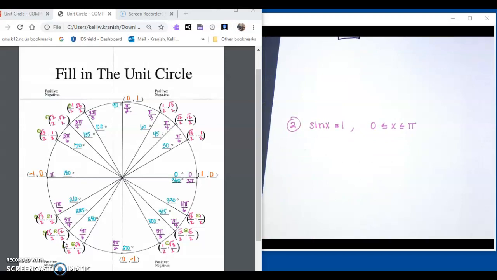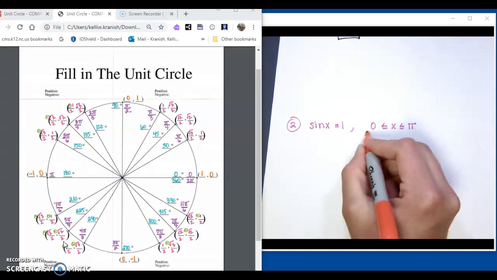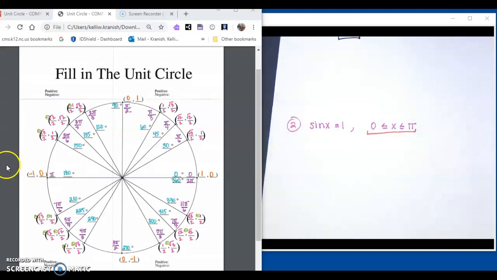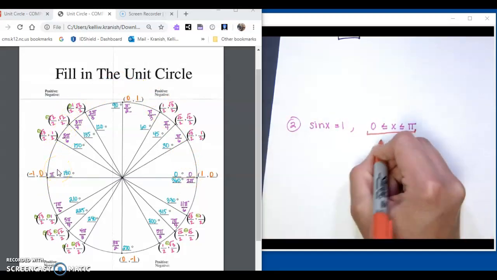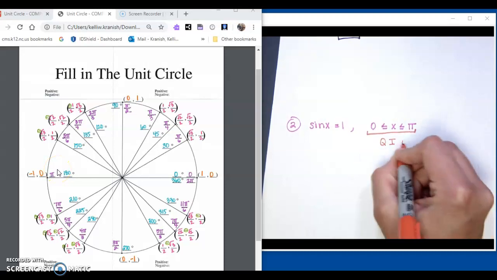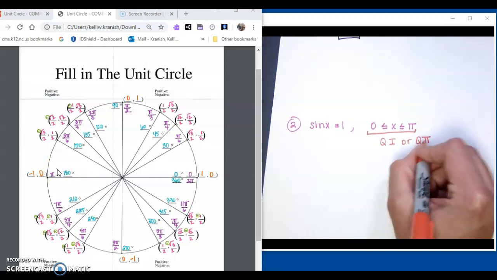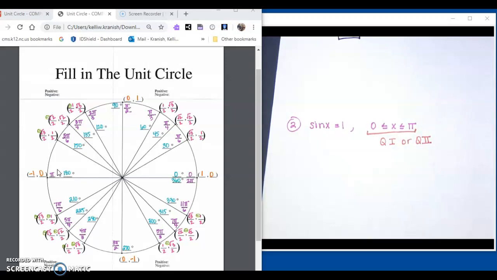is sine x equals 1. So we have our trig function equal to a number, so that's good. This time we're looking between 0 and pi. So 0 is at the beginning of our unit circle. Pi is over here at 180 degrees. So we can look in quadrant 1, or it could be in quadrant 2. So quadrant 1 and quadrant 2 is where we're going to look.